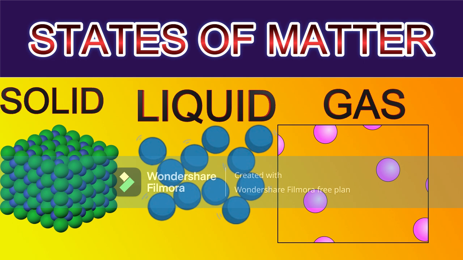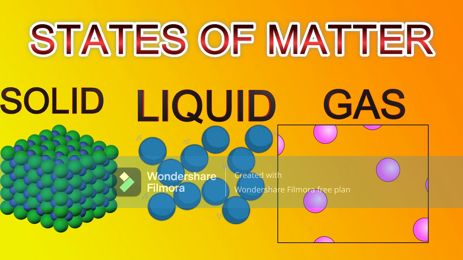Solids have a fixed shape, fixed volume, and we cannot compress solids. The maximum force of attraction is there between particles in the solid state. Solids cannot flow. Now let's go to the liquid. Liquids do not have a fixed shape, but they have a fixed volume. There is less force of attraction between the particles as compared to solids. We cannot compress liquids just like solids, and they have low density compared to solids. Liquids can flow.